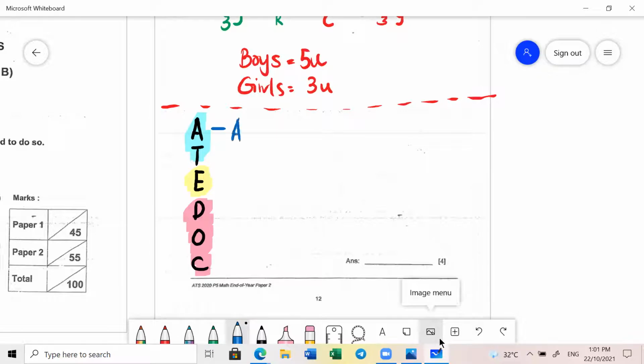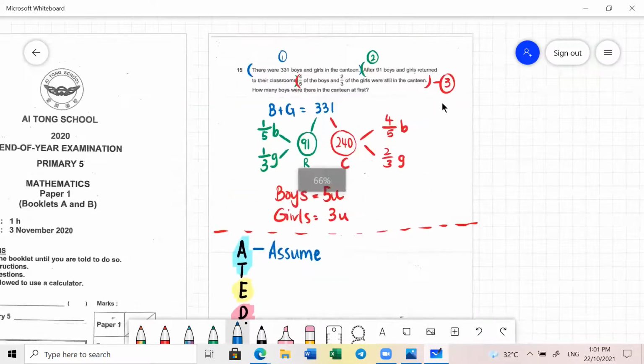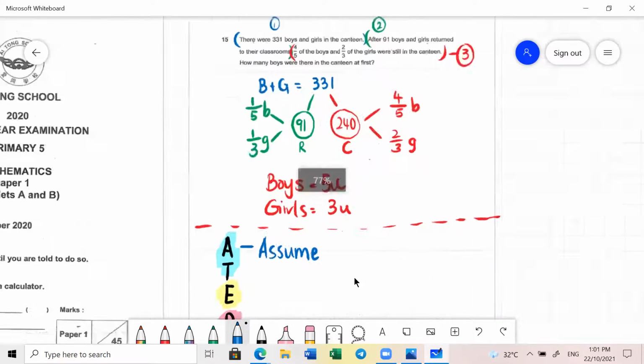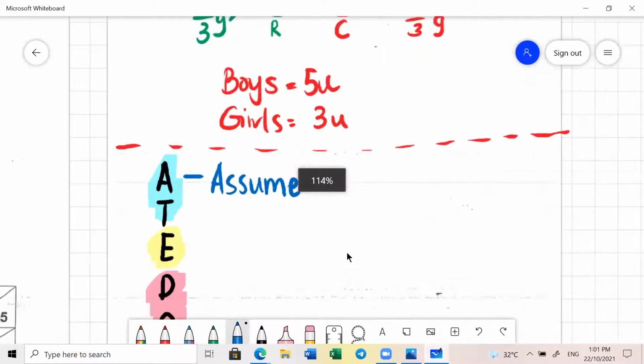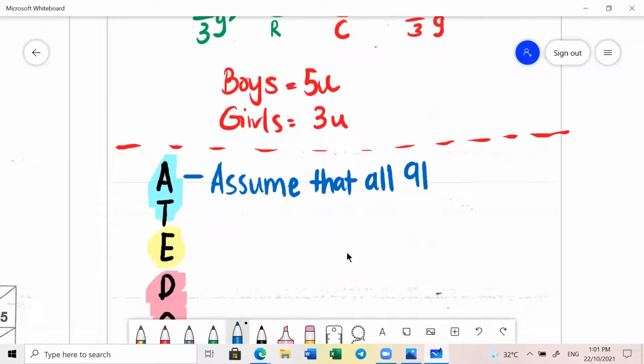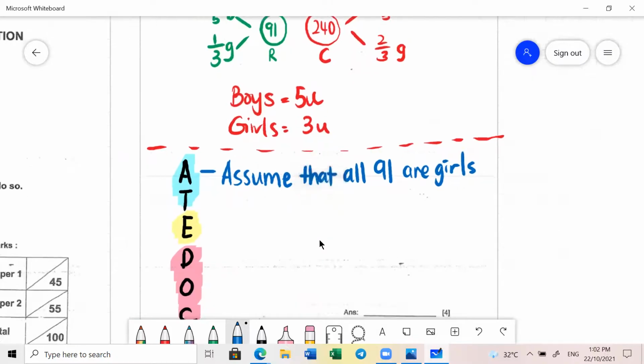So what do you want to assume? Okay, let's read the question. We want to assume that all of the 91 that return back to their classrooms are girls. So what we want to write is: assume that all 91 are girls. Simple. That's the first thing you want to assume. That means there are no boys at all.